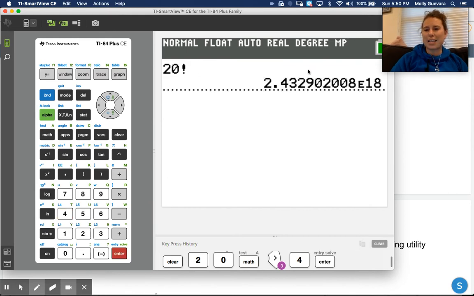Now this is a massive number, right? It's 2.4 times 10 to the 18th. So it's 2.4, and then move that decimal place 18 times. Okay, so it's a huge number.